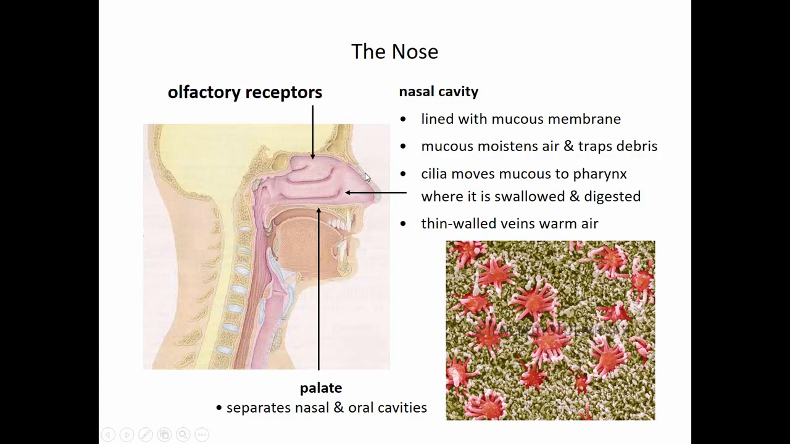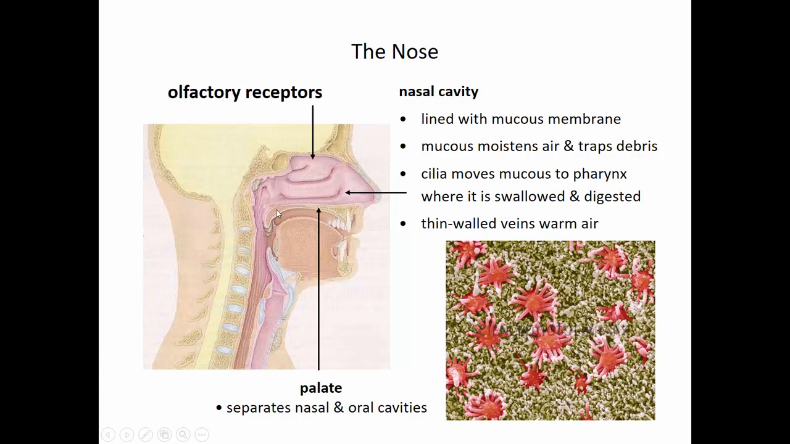The entire nasal cavity is lined with that mucous membrane. You can see down here, these are these little ciliated cells and cells that secrete mucus, and it moistens the air, traps debris, and the cilia moves the mucus to the pharynx, where we swallow it, and it actually goes down our esophagus. And our nasal cavity is also lined with very thin-walled veins, and of course if you strike the nose, these little veins will bleed, and that again causes a nosebleed.